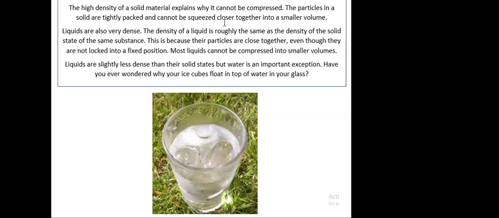The particles in a solid are tightly packed. Okay, we read that. But liquids, on the other hand, are also very dense. And why are they dense with regards to volume?